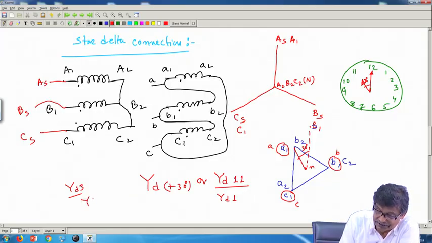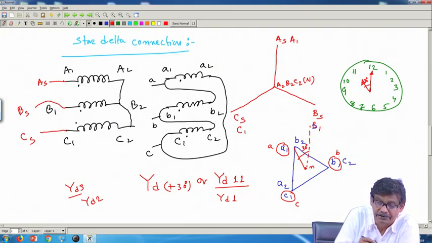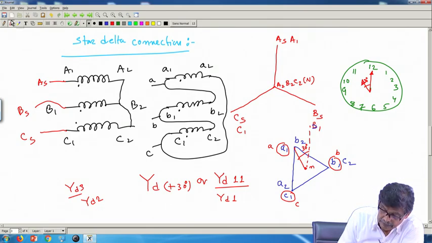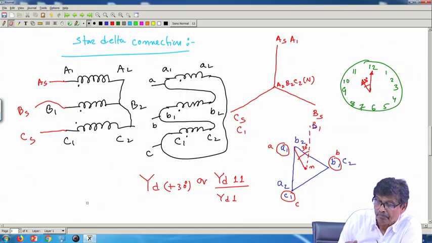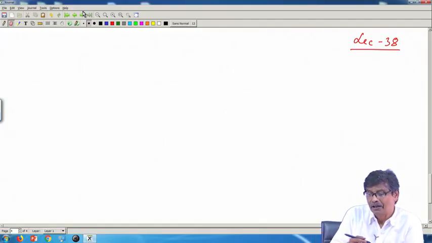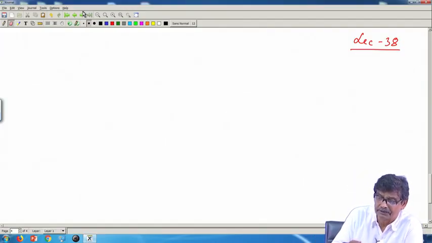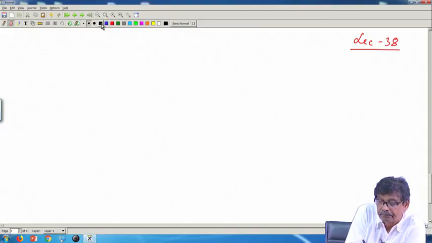If somebody says I have connected the transformer that way, this is ridiculous. You cannot get it for a balanced 3-phase transformer. I just point this out, so you should be very methodical in drawing this. Okay. Now, let us connect the same way, but rather quickly, these connections.